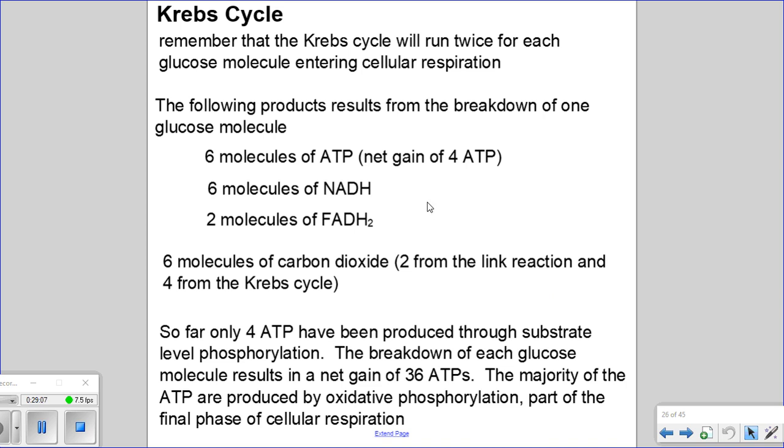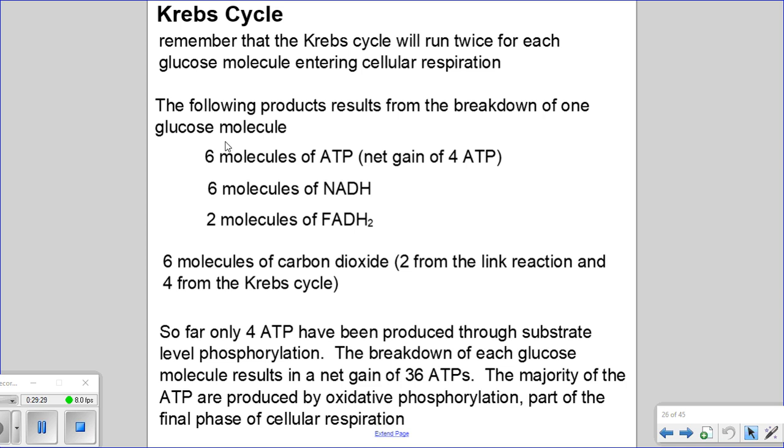So remember that the Krebs cycle will run twice for each glucose molecule entering cell respiration. Remember, we generated 2 pyruvate molecules. Each pyruvate will cause 1 turn of the Krebs cycle. So each glucose molecule will cause 2 turns of the Krebs cycle. So the following products result from the breakdown of one glucose molecule.